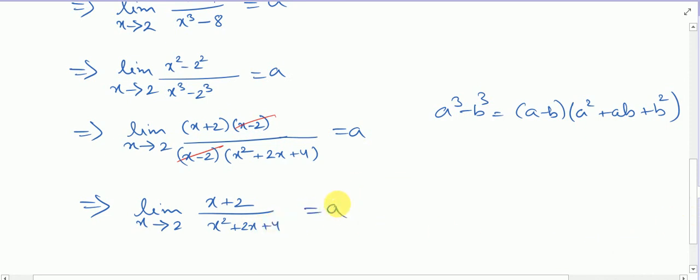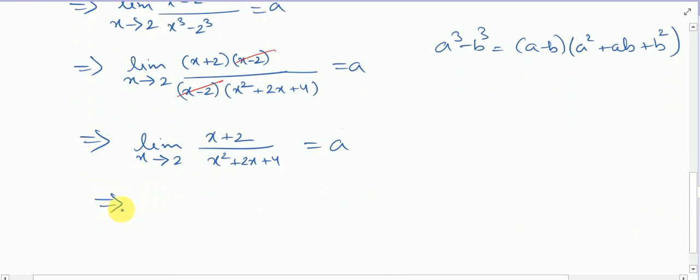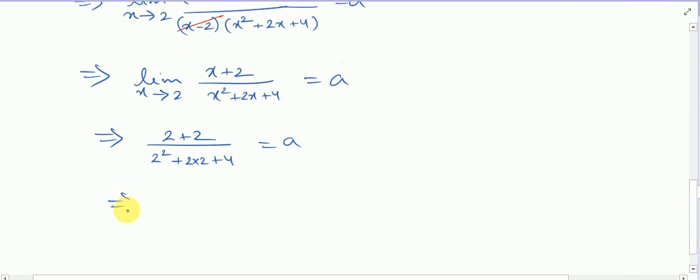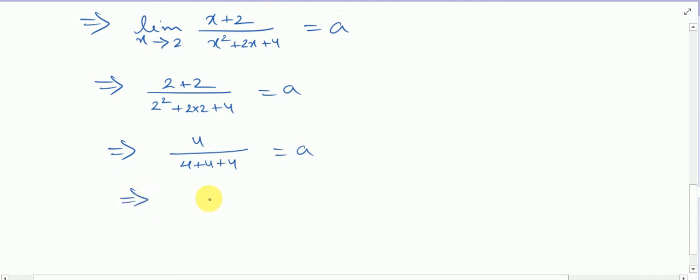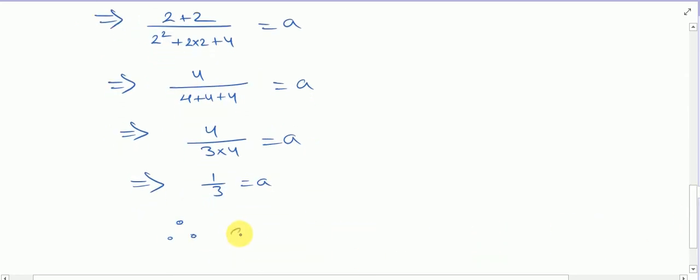Now if you put x equal to 2, then you are getting a definite value. So we can put x equal to 2, so we'll get 2 plus 2 upon 2 square plus 2 into 2 plus 4 is equal to this. So 4 here, 4 plus 4 plus 4. So you are getting 4 upon 12, that is 3 into 4, is equal to a. This implies 1 by 3 is equal to a. Therefore a is equal to 1 by 3. Answer.